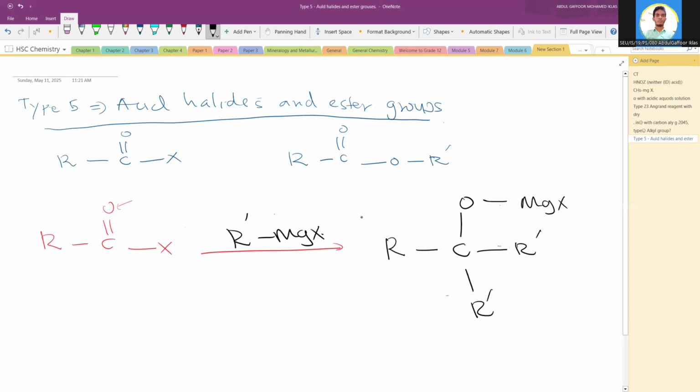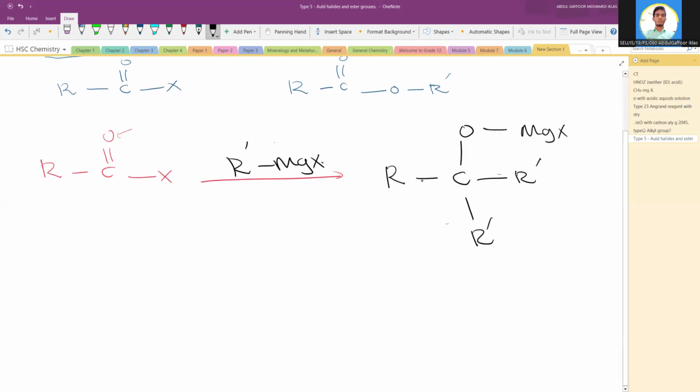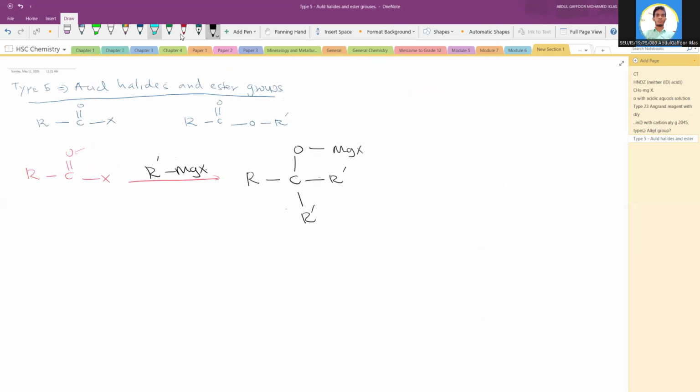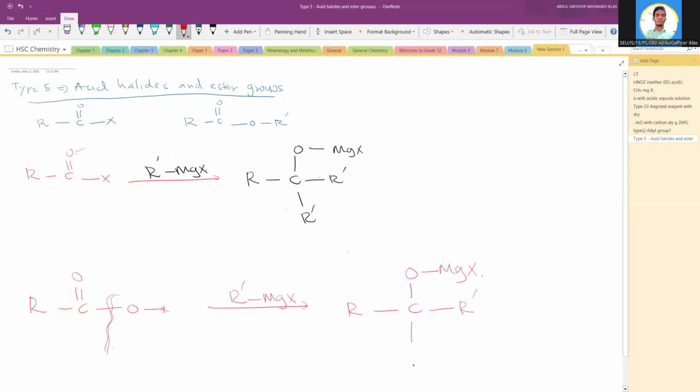And again, the same thing, right? Instead of this X, we will have OR. I will draw the general structure for that one also. Let's say we have R, C double bond O, anything. Here it can be anything, right? If you put R dash MgX, what will happen? Here we have R, C, and here O, and to this O, MgX will come and join. This group will leave because it is a negative charge carrying group. And here R dash from the Grignard reagent will come and join twice. Is that clear?